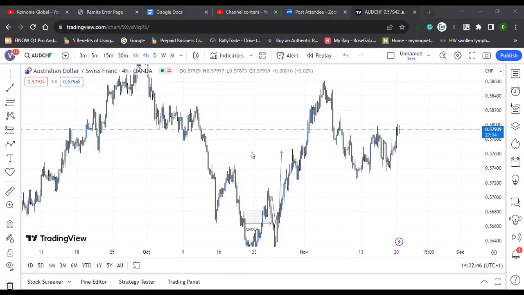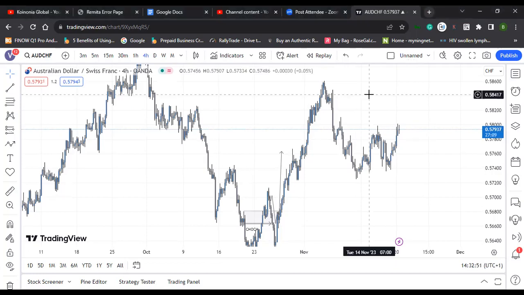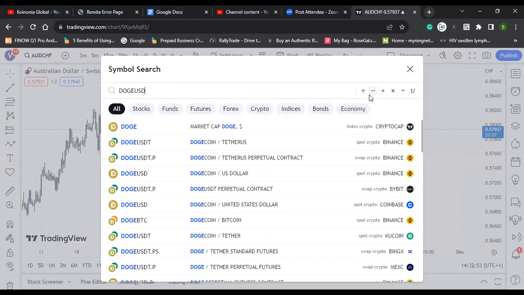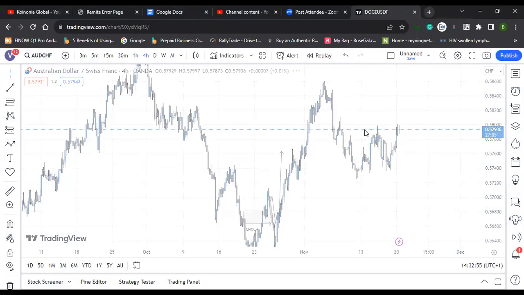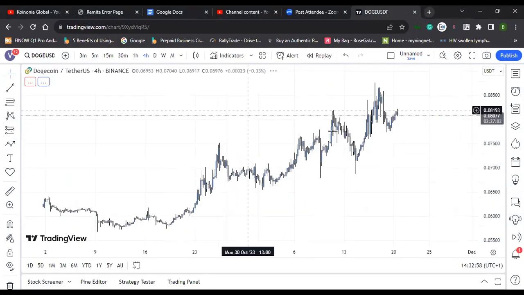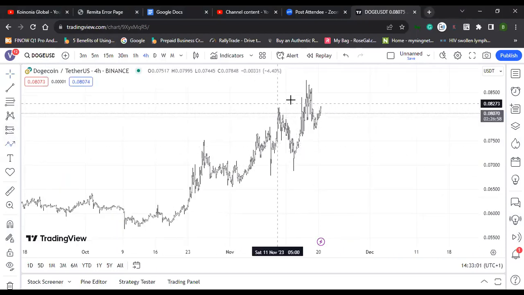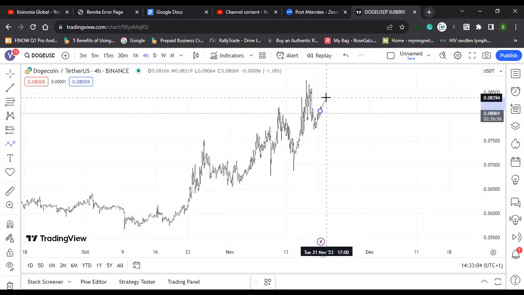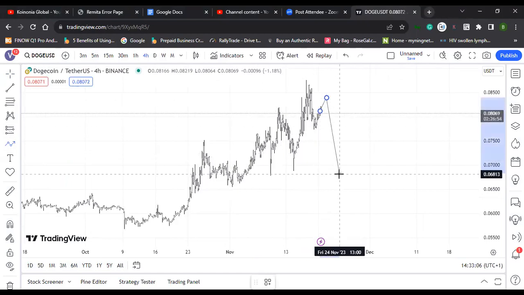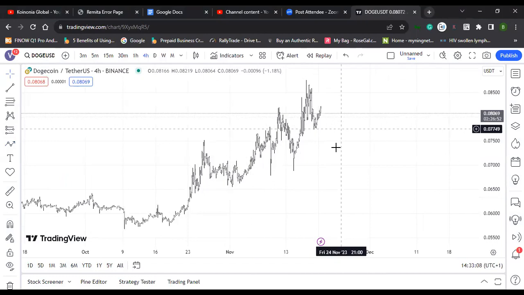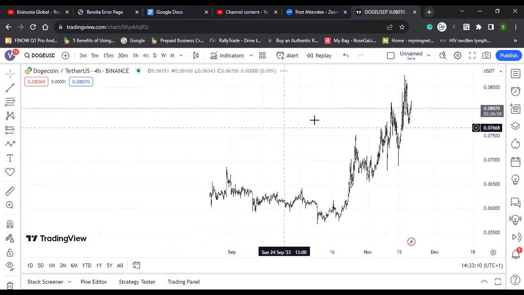So what other pair am I going to be looking out for? Dogecoin, okay? Dogecoin is looking more bearish, if you ask me. So it might just give us this, come back down here. Yes, it's looking more bearish.